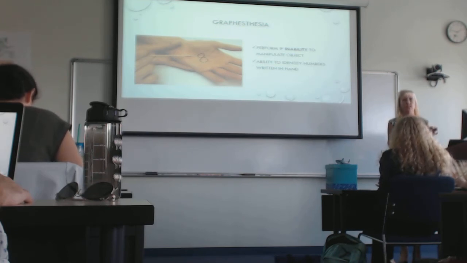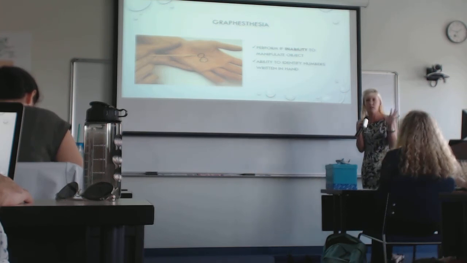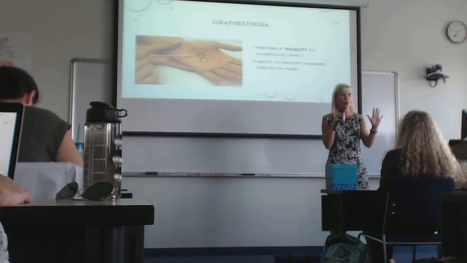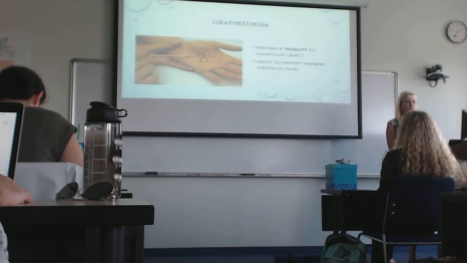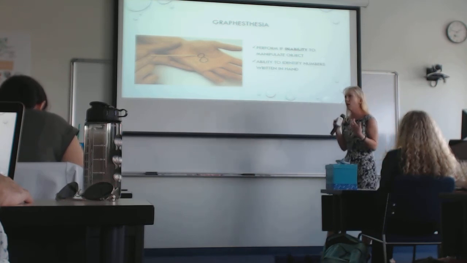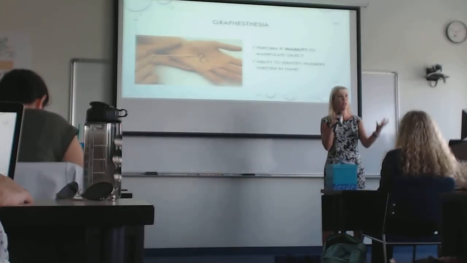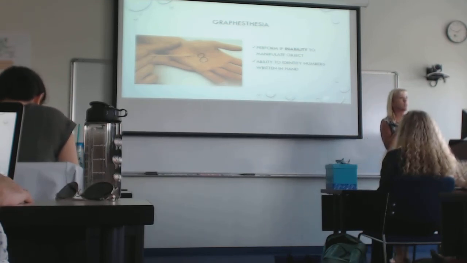Same type of concept, graphesthesia. So you should be able to either draw a letter or, even better, a number on someone's palm. You don't have to actually draw it with a pen, but you would trace it with your finger, and they should be able to appropriately tell you what number they're tracing, right? Because that sensory input should be intact coming up to the thalamus and coming up to the sensory cortex.